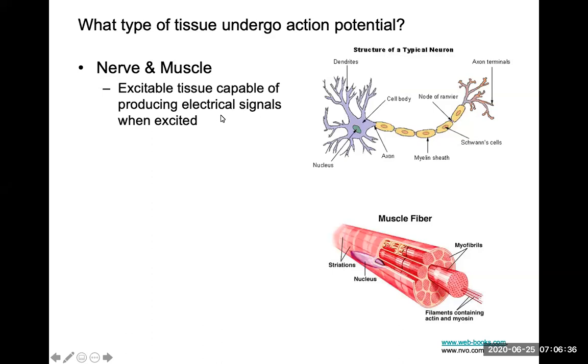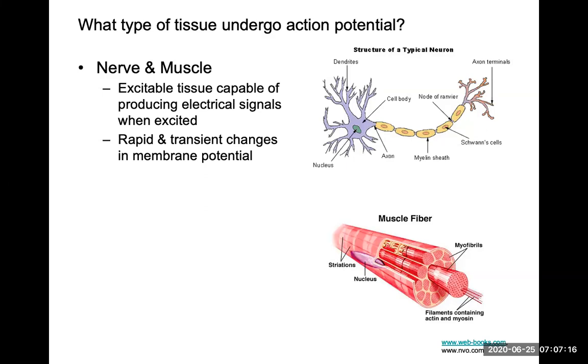Nerve and muscle tissue are both excitable tissue, and they're capable of producing electrical signals when excited or stimulated. So any sort of stimulus, whether that's light coming from this computer screen into your eyes, or stimulating the muscle to contract, both of these types of tissue are capable of producing an electrical signal when excited. A rapid and transient change occurs in the membrane potential of these cells. The membrane potential refers to what happens in voltage on the inside of the cell, right at the membrane, as this signal gets passed.